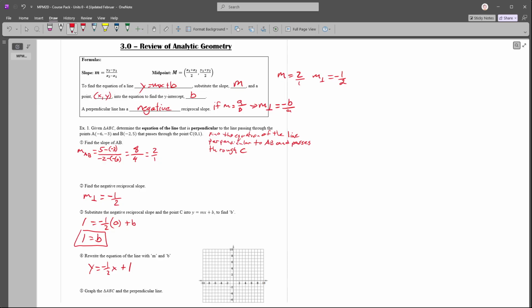Okay, let's do that. So first up, let's graph all the points of our triangle ABC. So negative 6, negative 3. So negative 6 is all the way over here, and down 3, 1, 2, 3, right there. So that's A. So we always want to label everything. I'm going to label all of our axes and everything like that while we're at it here. So we have A. B is at negative 2, all the way up at 5. There's your B. And then C is at 0, 1, right there.